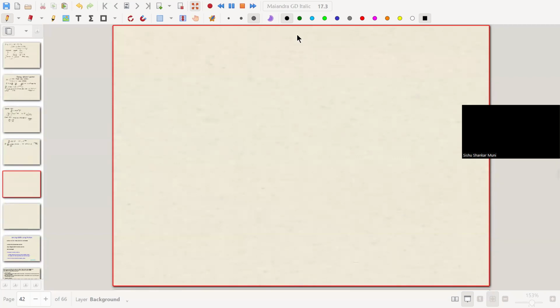So let us start with the Euler method. This is one of the numerical methods to solve an ordinary differential equation, and specifically an initial value problem. So let me start. I'll just tell you the method first. We have this initial value problem dy by dx equals f of x, y.